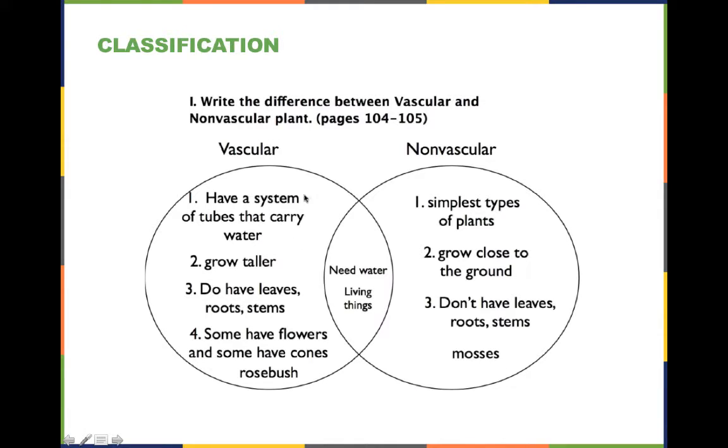Vascular plants have a vascular system that carries water and other nutrients. They grow much larger and taller. They have leaves, roots, and stems, and some of them have flowers or cones. Now, both these types of plants obviously need water, and both of these are equally alive.